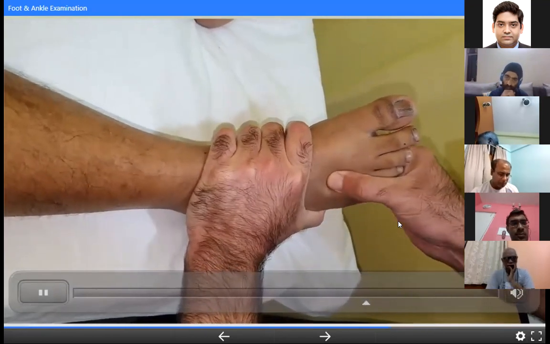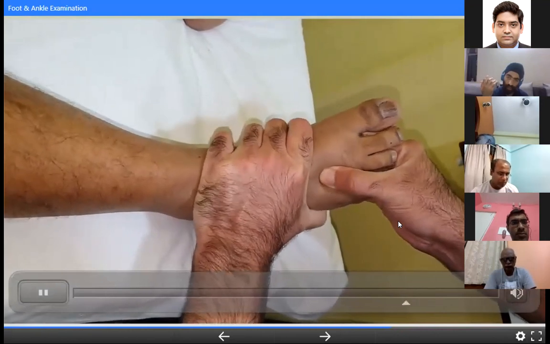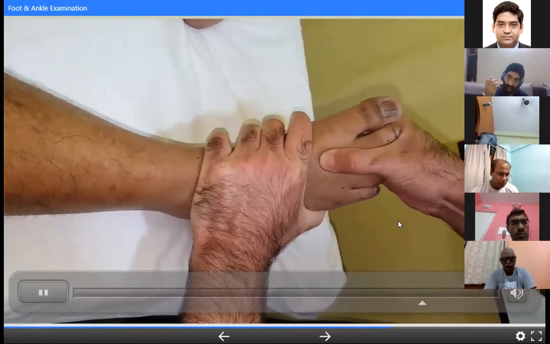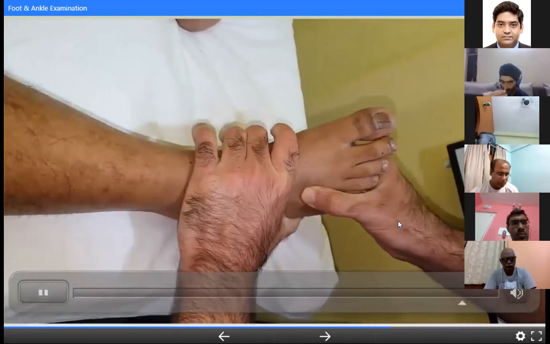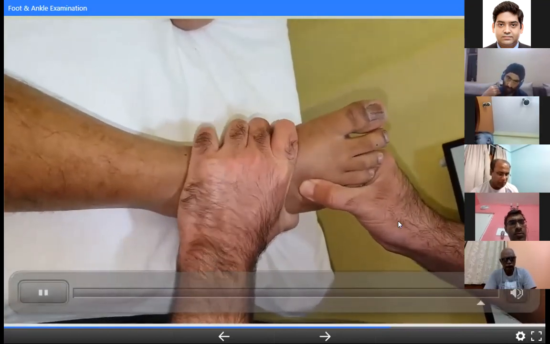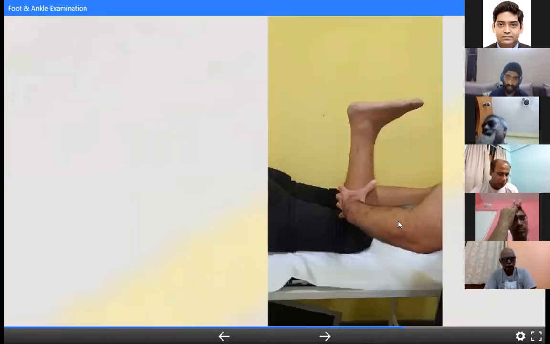And now you're basically looking for a Mulder's click for Morton's neuroma. You squeeze the foot with one hand, and you feel for something clicking inside the second web space, or third web space, fourth web space. And if you feel something popping in and out, and the patient is having pain, then this is a positive sign of a Morton's neuroma, although it's not a completely diagnostic test as such.